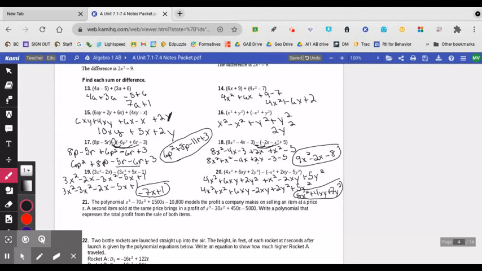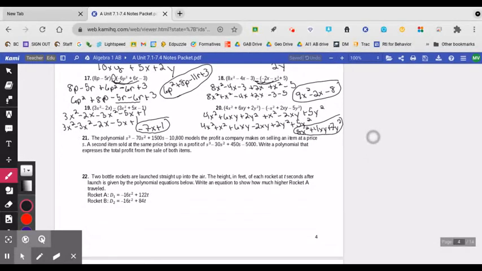Okay, so for number 19, I first distributed my negative, and then my final answer is negative 7x plus 1. 20, I distributed my negative, combined like terms, and I got 5x squared plus 4xy plus 7y squared. So now a couple of word problems.